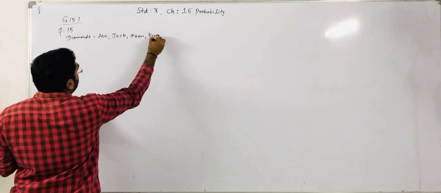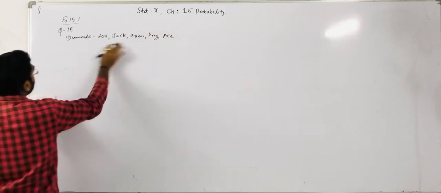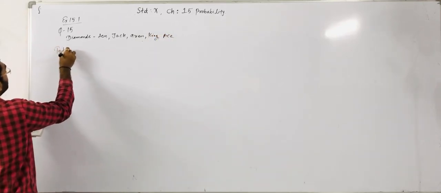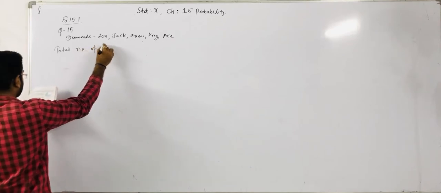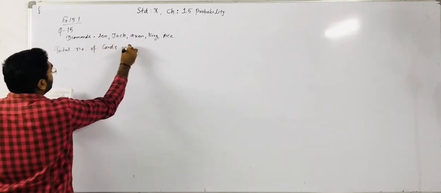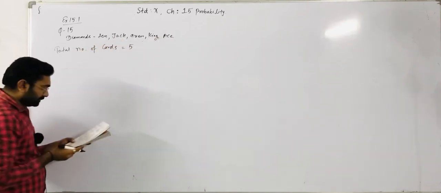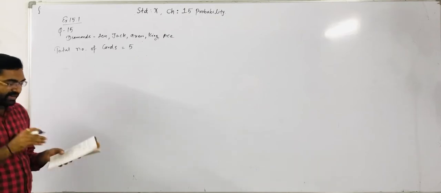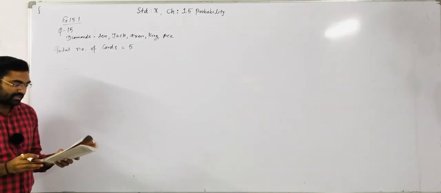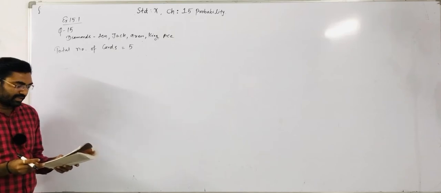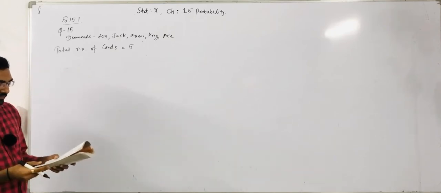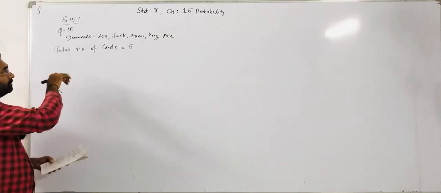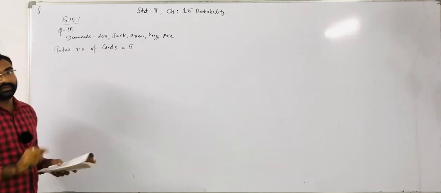King and ace of diamonds. So we can say the total number of cards is how many? 5. These 5 cards are there. Now they say they are well shuffled. These 5 cards are well shuffled with their face down. One card is selected at random, so from the 5 cards you have to pick one card.